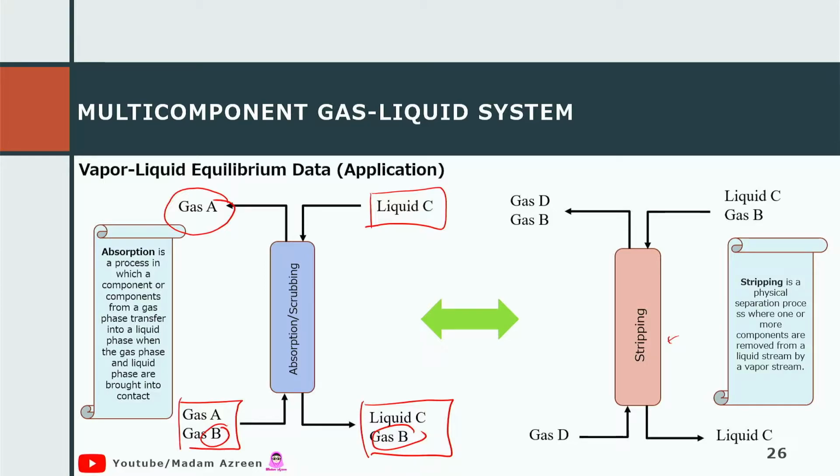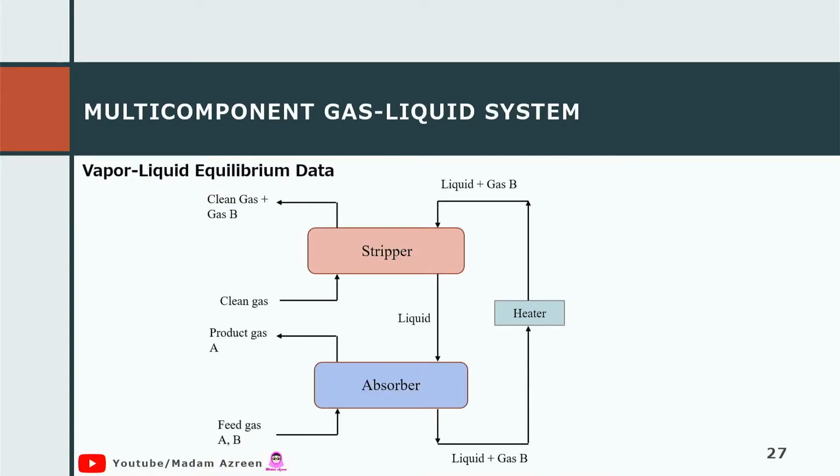It is the opposite of the stripping process, whereby the liquid C, which is this one, and gas B enter the stripping tower. We have another gas, which is gas D. This time gas D will take the gas B, leaving only liquid C. Absorption and stripping processes always come together, and when we connect these two processes, the diagram will look like this.